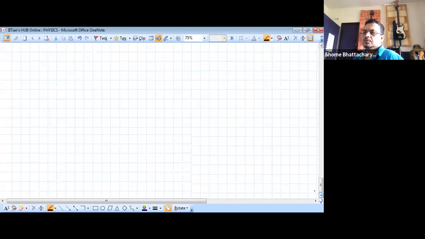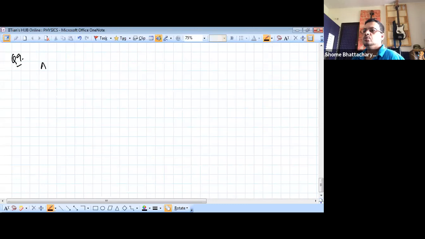Okay, next let's come to question 9. In question 9, two points are given to us and we have to find the displacement vector from one point to another. This is just like that earlier question we had done. If this point is A and this point is B, then AB is the displacement vector.